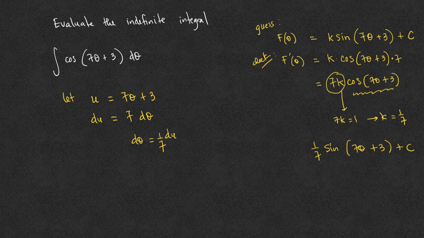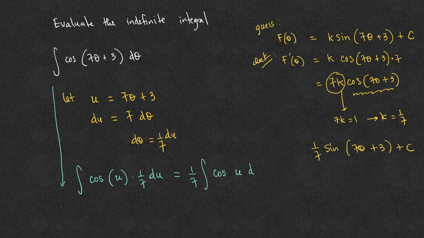We then perform substitution. The integral sign stays. Cosine is a function, stays. But 7 theta plus 3 is now u. d theta is now 1 over 7 du. Simplifying this, we have 1 over 7 being a constant multiple. We bring it to the front of the integral sign. This is the integral of cosine of u du.